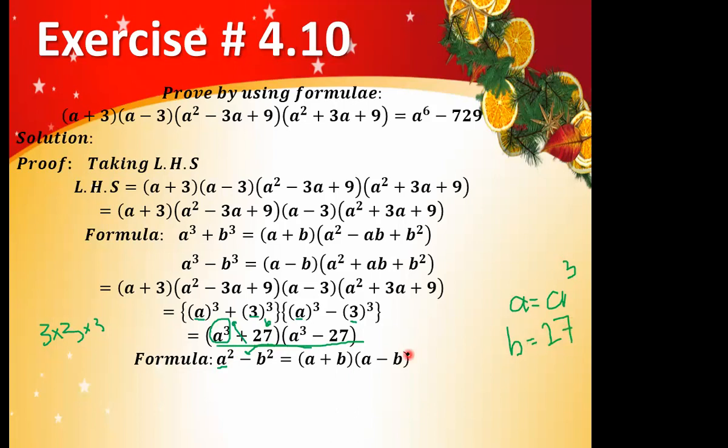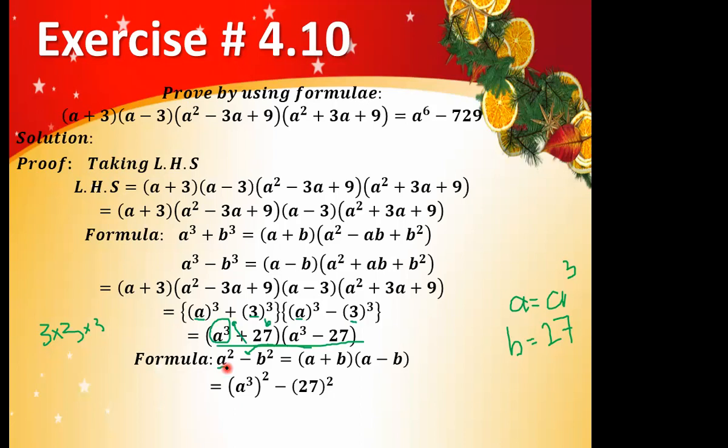Okay, now here you have to take the square of both the terms. So you will write it down in this form. That is your term A, which is A cube, its whole square. Why are you taking the square? Because in the formula you have a square. Here you are going to apply the square formula.